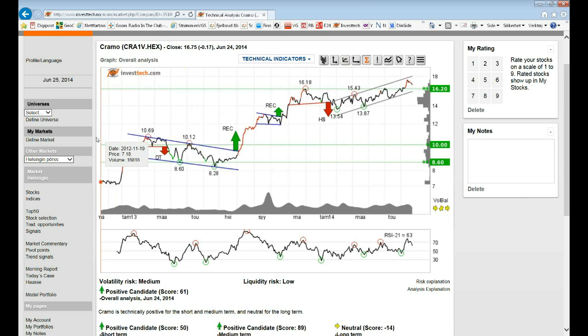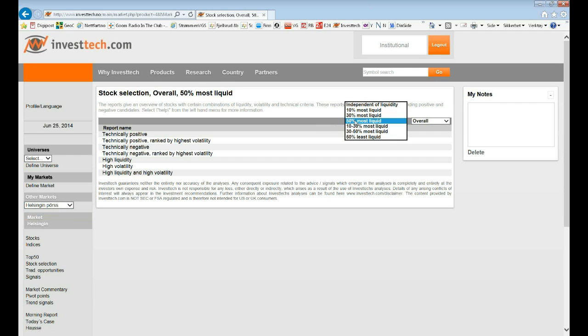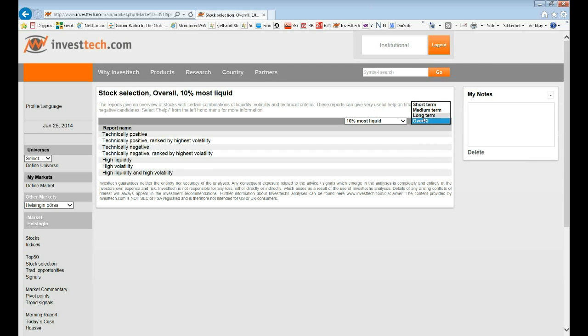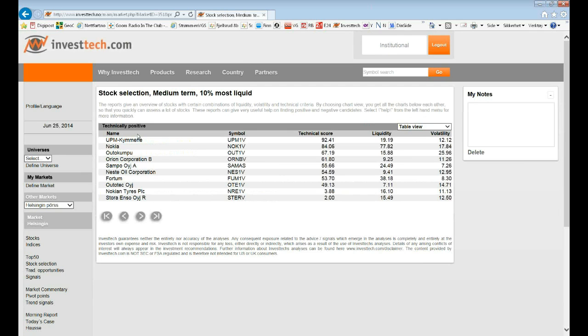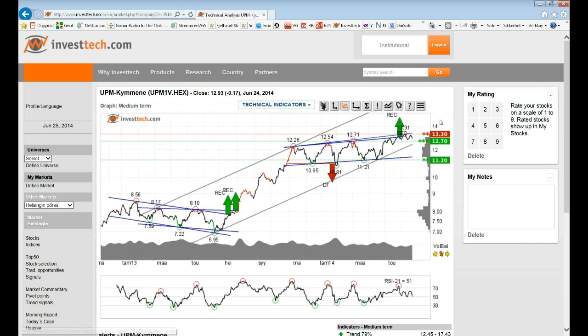Another tool for selecting the right stocks is stock selection. Here you can sort the right stocks based on liquidity. If you go to the 10% most liquid, and again go to medium to long term, and you look for the technical positive stocks, here we have UPM Kymmene with a technical score of 92. UPM Kymmene is in an increasing trend, and you can see the rectangle formation here at the beginning of June. It broke up through the resistance. This is a nice way to select the right stocks based on your investment strategy.